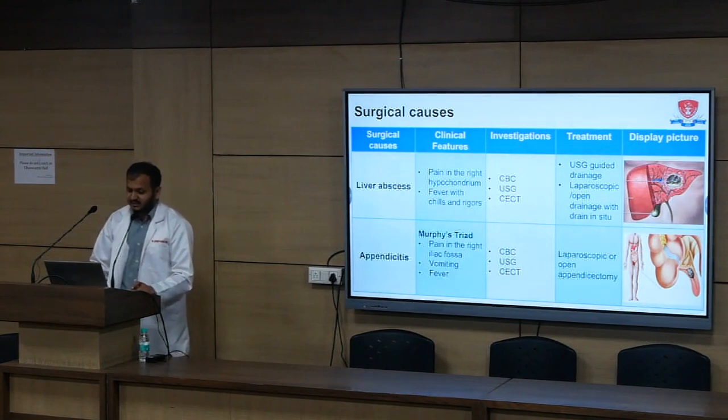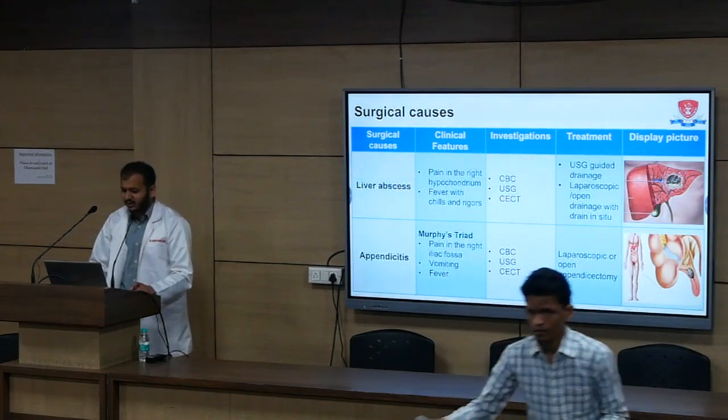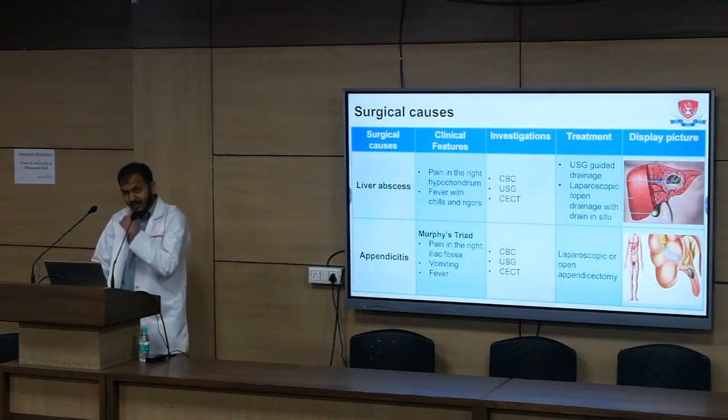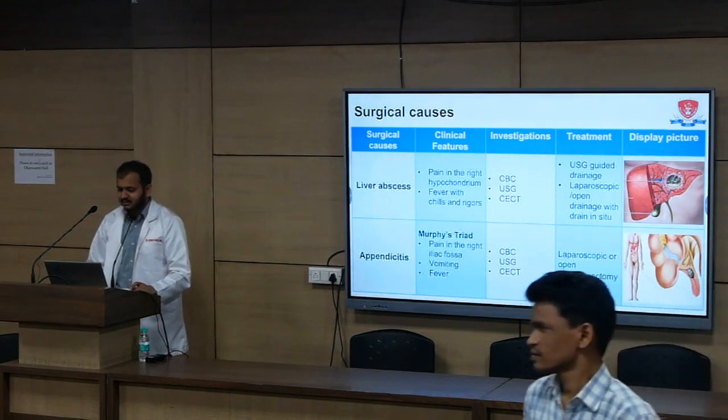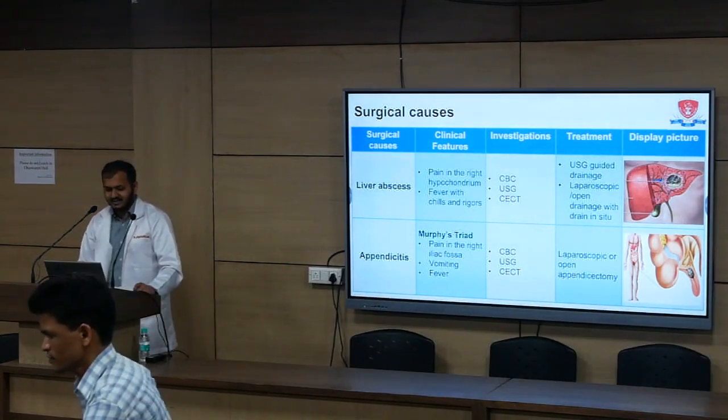The major investigations that can be done are complete blood count, sonography and contrast enhanced CT. The treatment can be done by drainage of the abscess, which can be USG guided drainage, laparoscopic or open drainage with drain in situ.